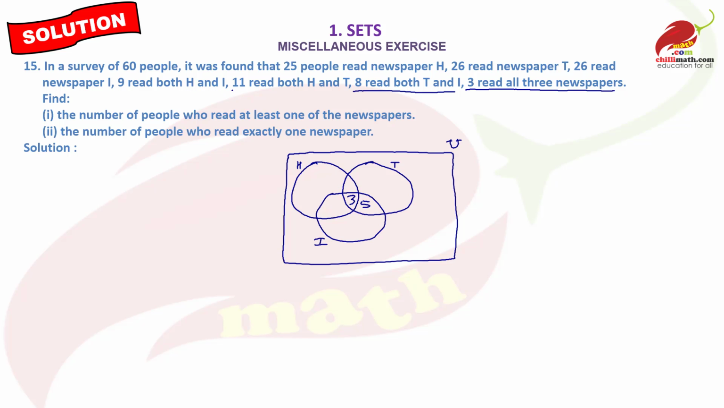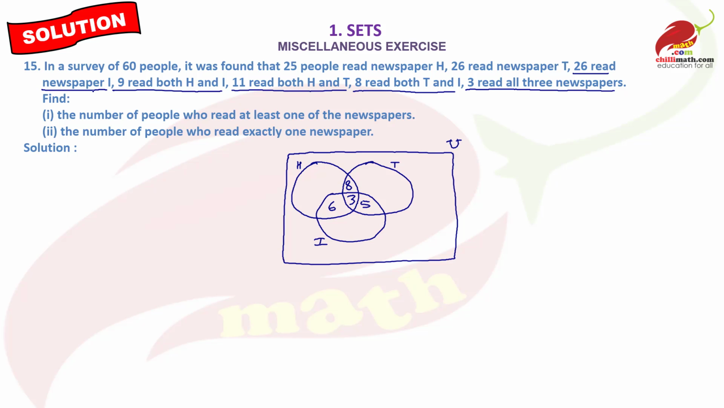Then 11 read H and T. Okay, H and T, this region should be 11. 3 is already there, so it should be 8 over here. 9 read both H and I. Okay, 9 should be in this region. 3 already there, so 6 should be here.